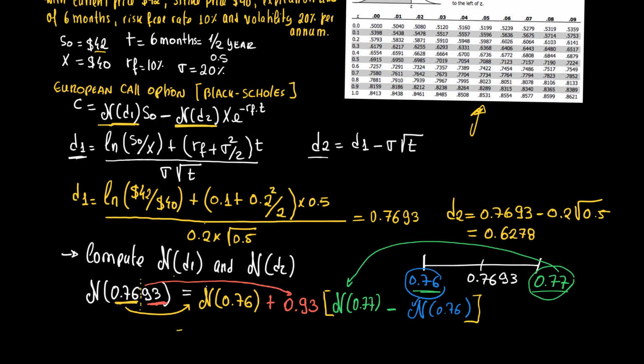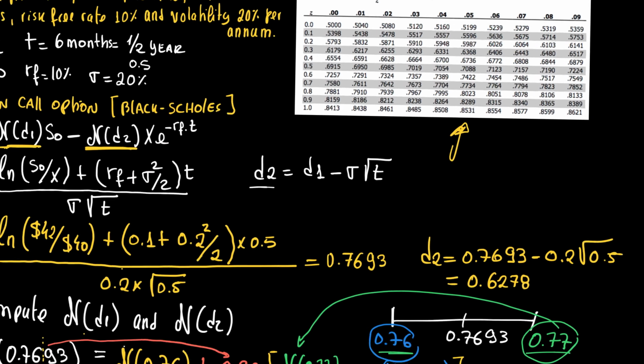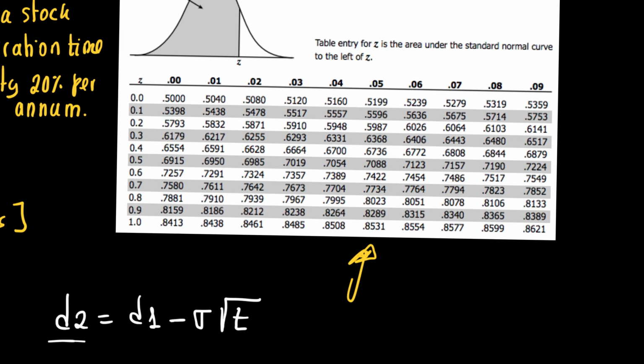So how do we find out the values of n? Well, for that I need to check my table. So n of 0.76, so let's go here. Again, we want to know n of 0.76. This means the following.